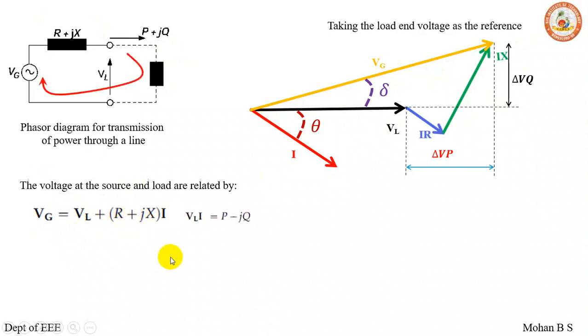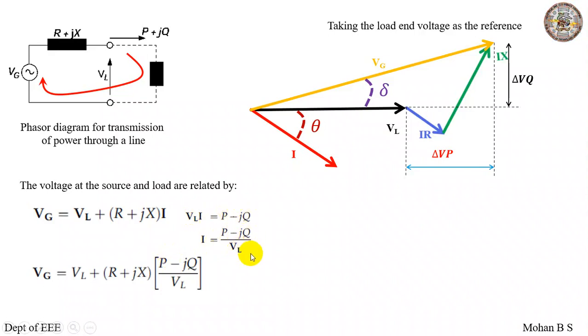So we are aware the complex power is given as V L I conjugate, P minus jQ. This is your apparent power, and then your complex power is given as V into I conjugate, P plus jQ. So I is equal to (P minus jQ) divided by V L. So substituting the value of I in this equation, the equation reduces to this form.